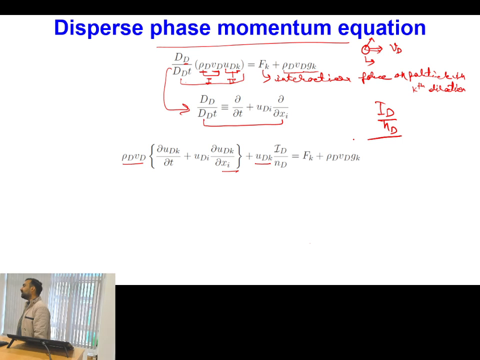Here nd is the number of dispersed phase particles per unit control volume. Okay, is this point clear? So this you can refer to the continuity equation lecture.